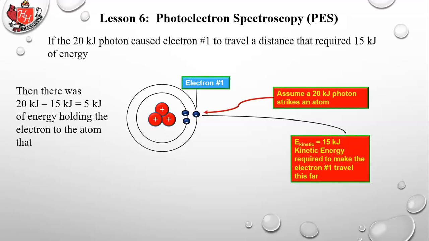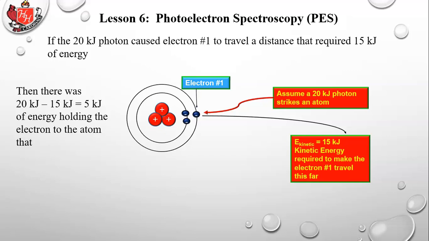So what we can say for electron number 1, going back to that one, is that if you hit it with 20 kilojoules of energy and it flew out of the atom with 15 kilojoules, then what happened to those other 5 kilojoules? Well, they must have been the energy that was holding the electron to the atom. So in other words, that would be the ionization energy.